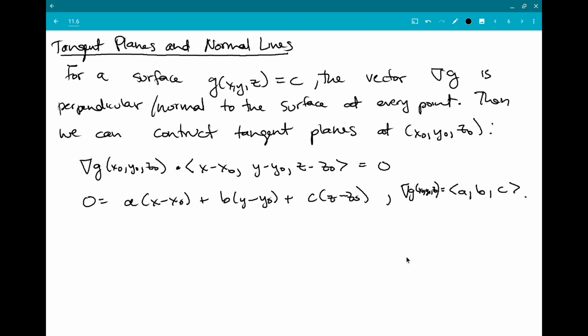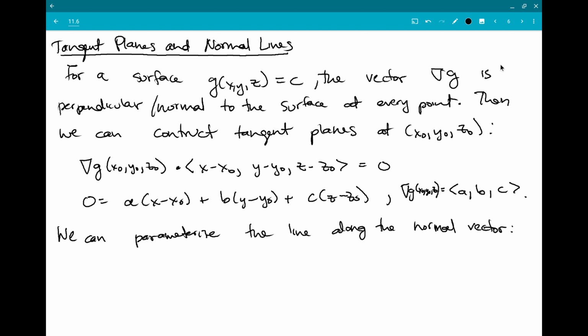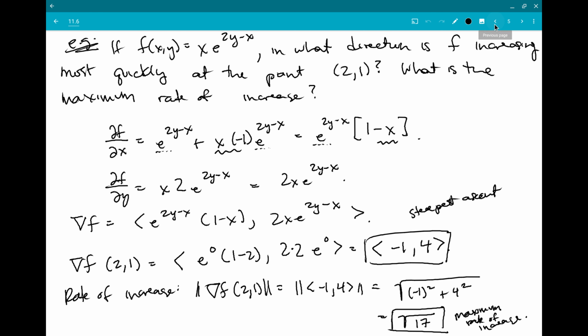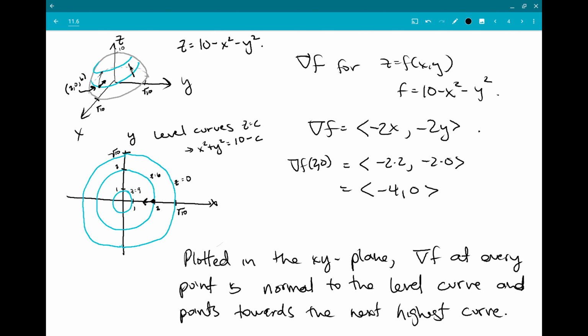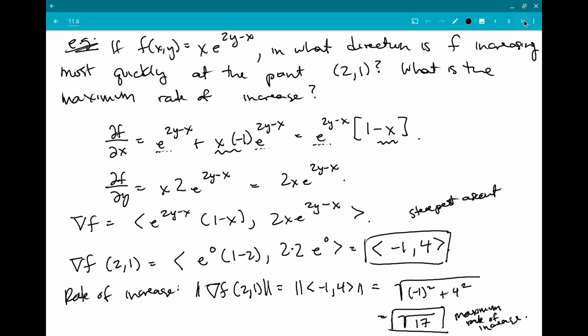All right. So that's how we can construct tangent planes. We'll do an example that does that. But just so you know, we can also parameterize the line along the normal vector. So going back to this picture, maybe I'm right here and I just made my tangent plane using a normal vector. We could make a parametric equation for a line through a vector. We learned how to do that in the first section of class, and this is just writing that equation down for us.